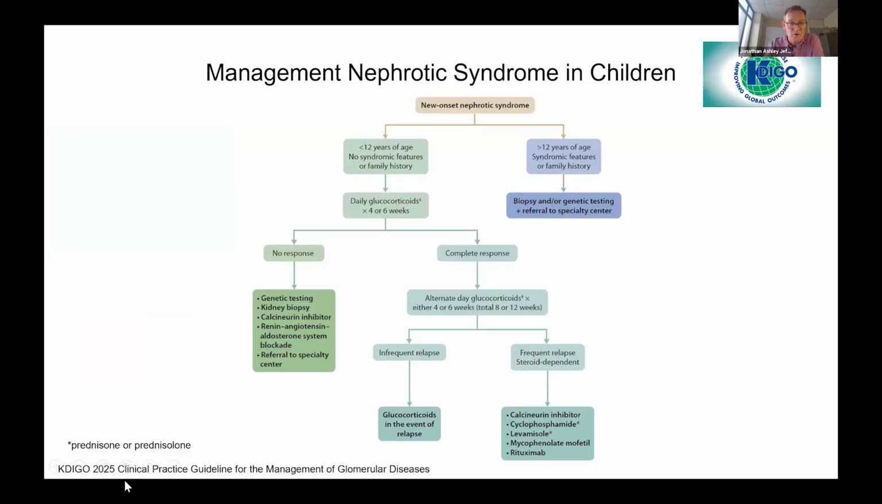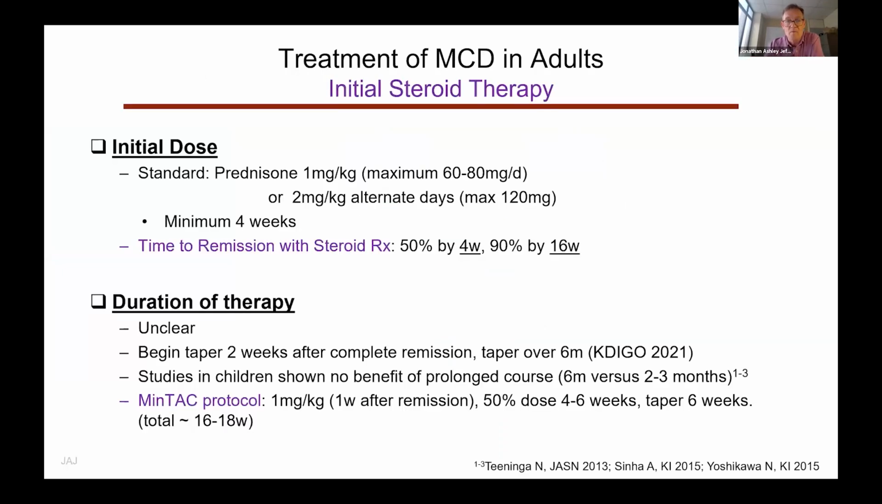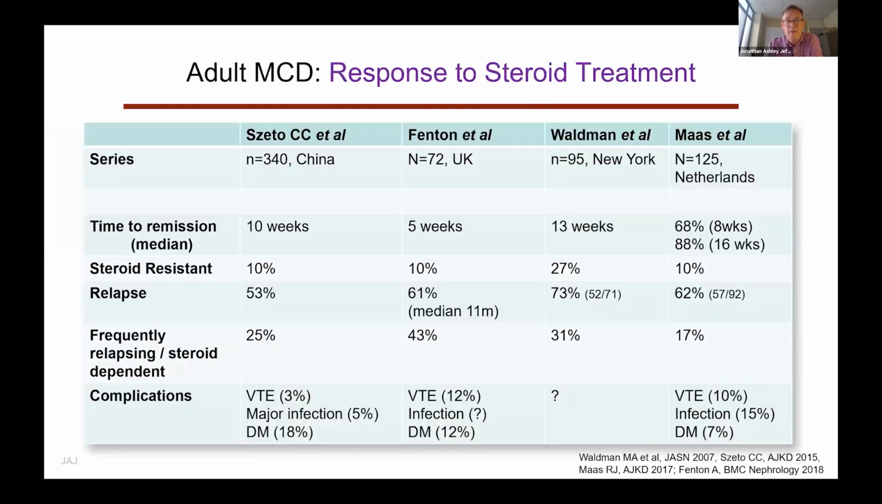So in children, I'm not going to go over this, but new guidelines were just published a month ago: KDIGO guidelines for the management of nephrotic syndrome in children. Essentially, it's very similar to adults. We still start treatment in adults with steroids. Adults respond very well to steroids.